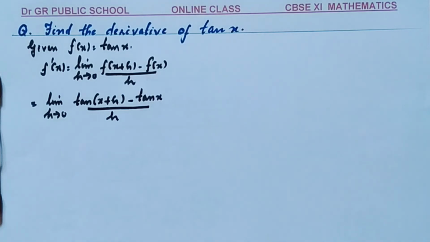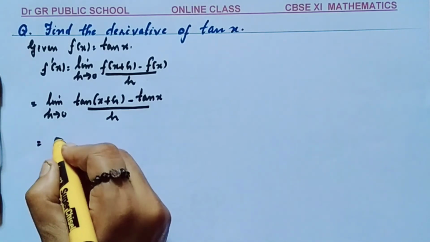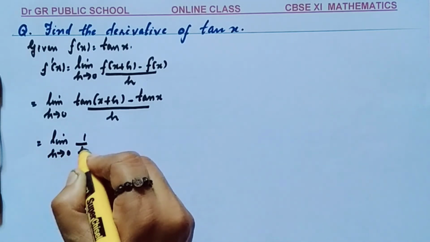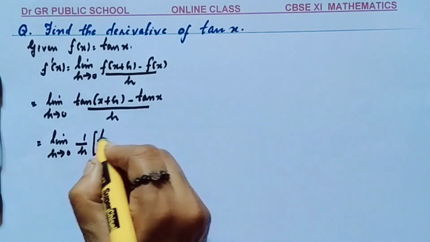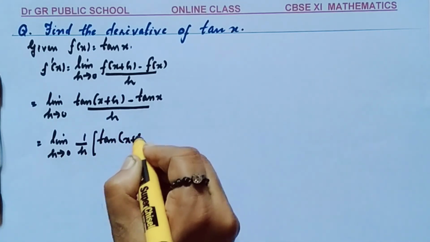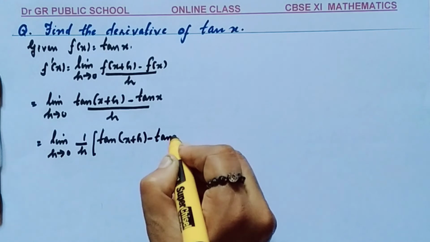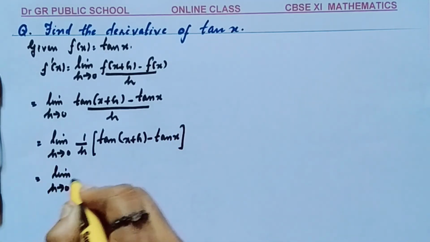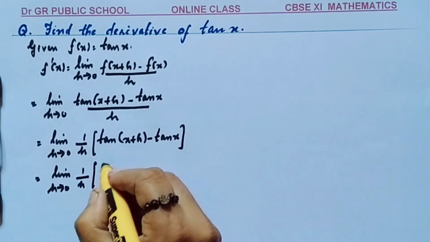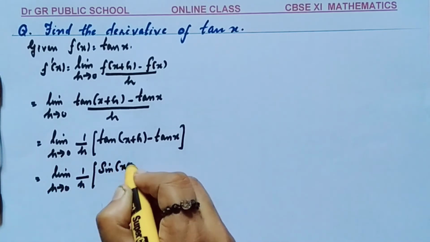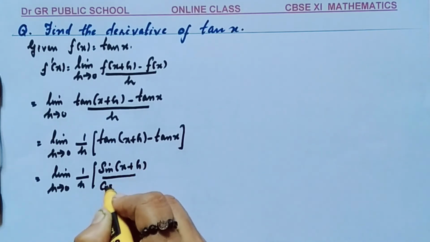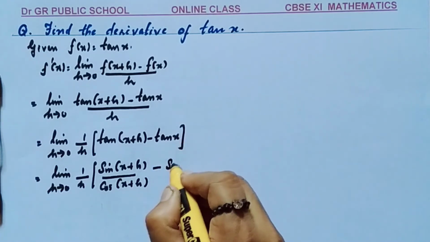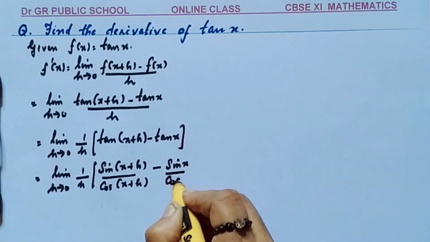Now, listen to the simplification. Equals limit h tends to 0. Here, I am going to keep this 1 by h outside and inside the bracket tan x plus h minus tan x I am going to simplify, which is equal to limit h tends to 0, 1 by h into this tan can be replaced as sin x plus h by cos x plus h, because sin by cos is tan, minus here this tan can be replaced with sin x by cos x.